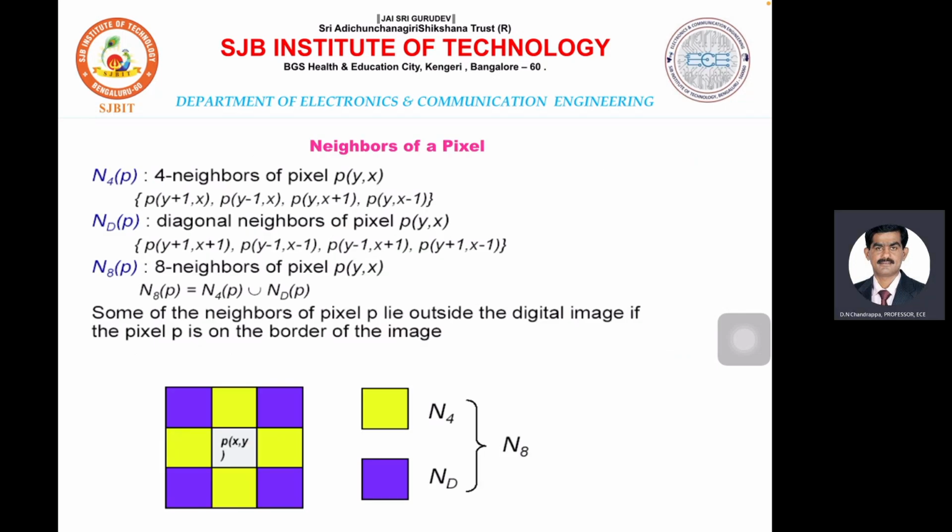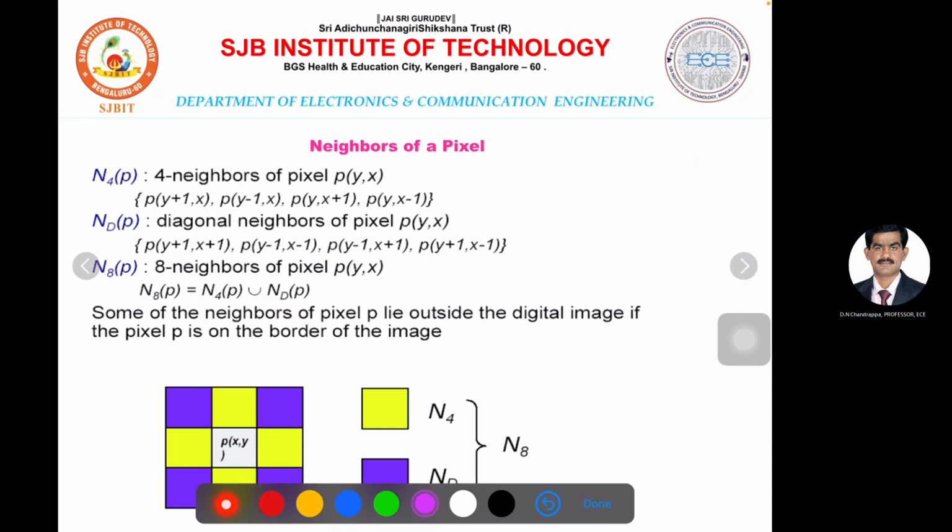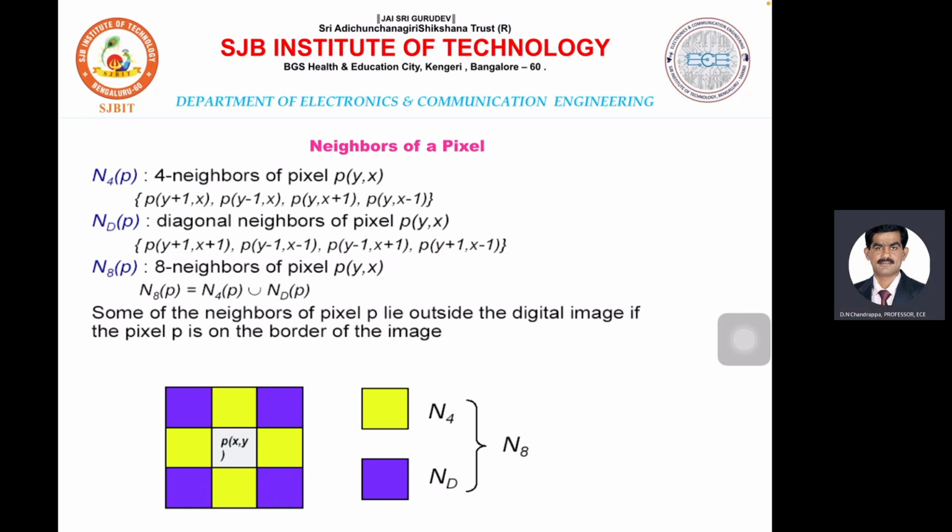Now the same concept is mentioned here in the diagram. Very clearly it indicates the different colors. The yellow color here will be called N4, and the other color will be called N8 pixels. Sometimes the pixel is outside the digital image. If the pixel P is on the border of the image, we only consider the border, which is called borderline pixels.